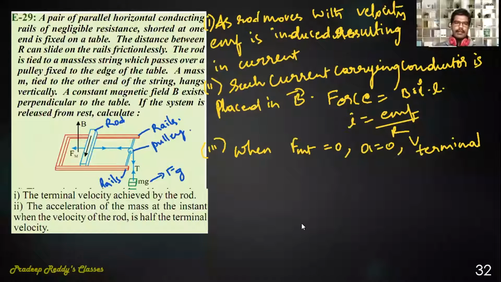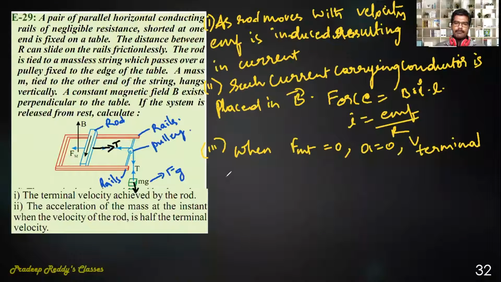Now, clearly you can understand that there is the gravitational force component, which is tension. There is a downward force and there will be tension, and that tension will be pulling the rod to the right side. On the left side there is the magnetic force. When these two forces become equal, the rod will be sliding with constant velocity. So I will now use that concept and find the terminal velocity.